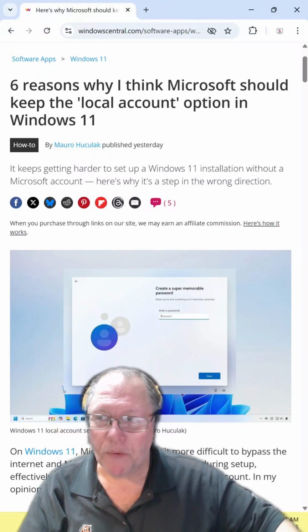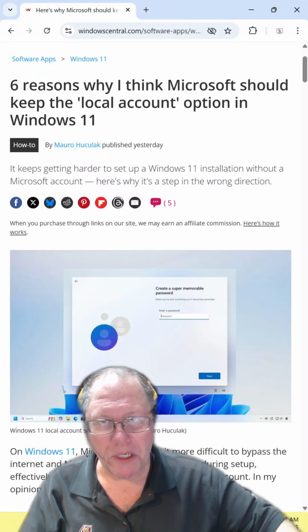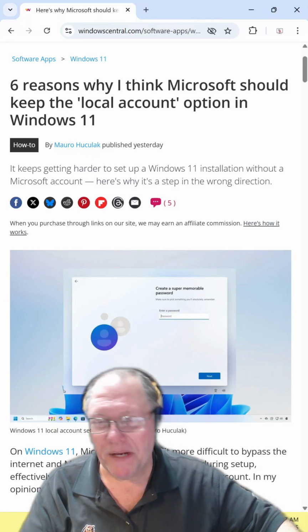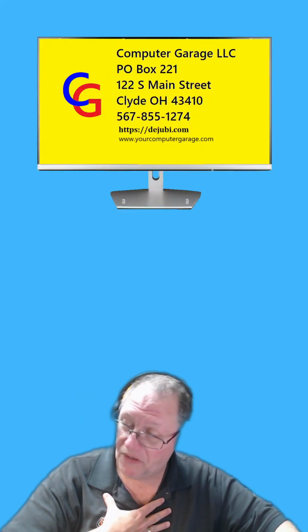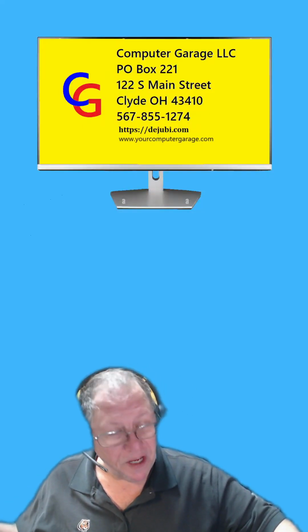Six reasons why Microsoft should keep the local account option in Windows 11. Find the article and read it for yourself. I'll include the link in the description. To note, I and probably several hundred thousand other people feel the same way.